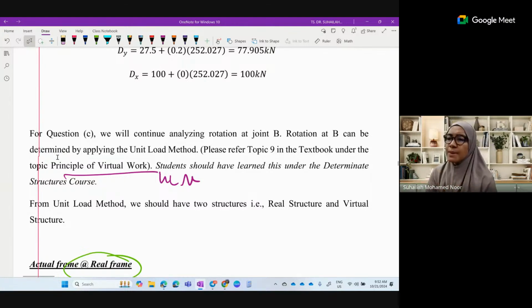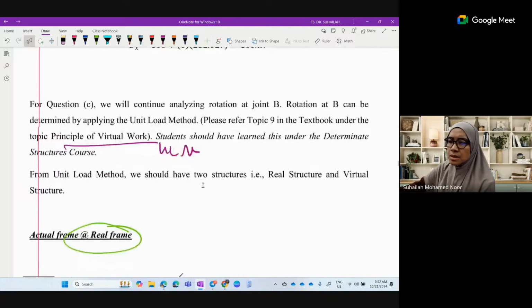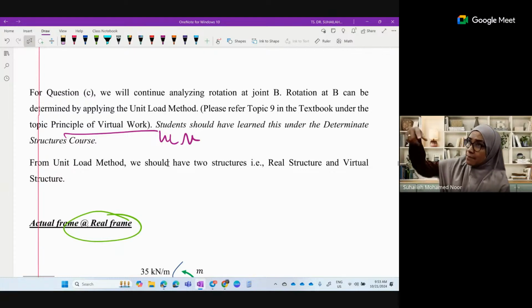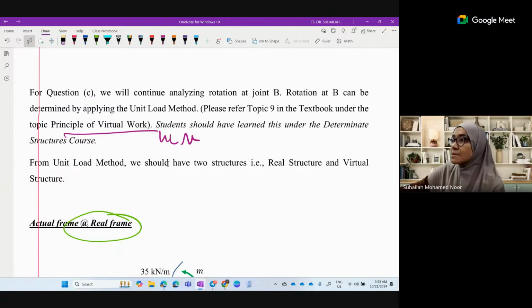Okay, so kat sini saya explain question C, we will continue analyzing rotation at B. Rotation at B can be determined by applying unit load method. Okay, sebab unit load method ni is a topic to calculate deflection. And dia tak terhad kepada hanya determinate structure. Unit load method kita apply juga for indeterminate structure, to calculate the deflection in indeterminate structure. So last sem belajar topik ni kan? Yang tu fokus dia for determinate structure.